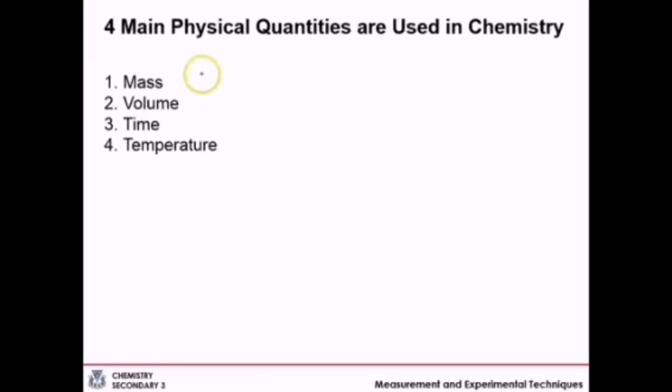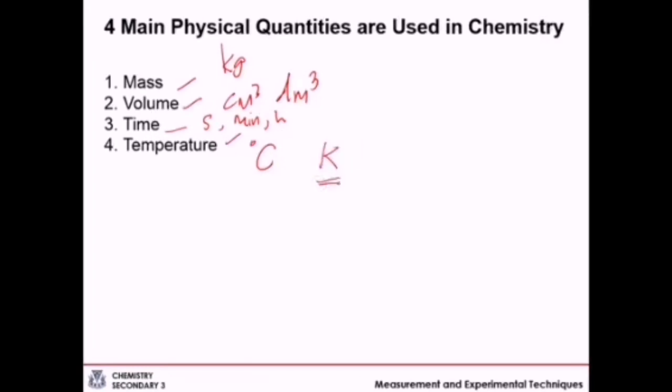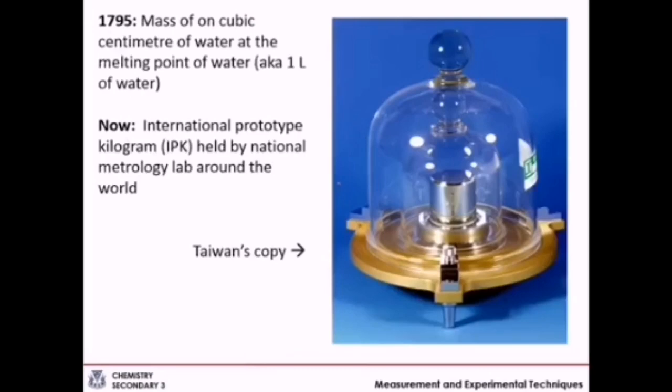Before starting my lectures, I'm going to tell you that there are four physical quantities which are measured by their units. For example, mass has the unit kilogram, volume has the unit cm cube, and time has the unit second, minutes and hours, and temperature has famous units like centigrade, and the other is Kelvin, and sometimes we use Fahrenheit.